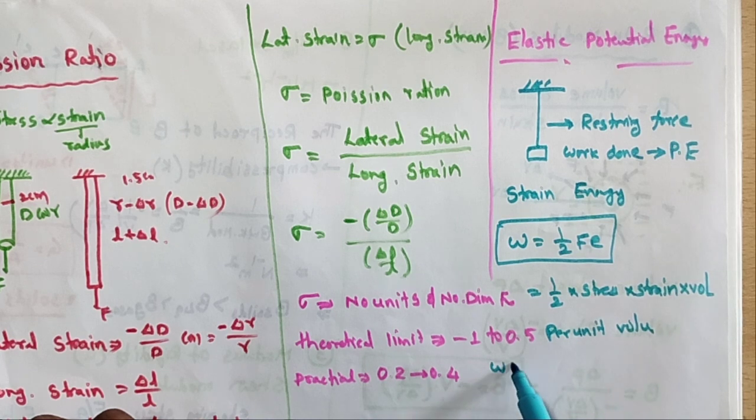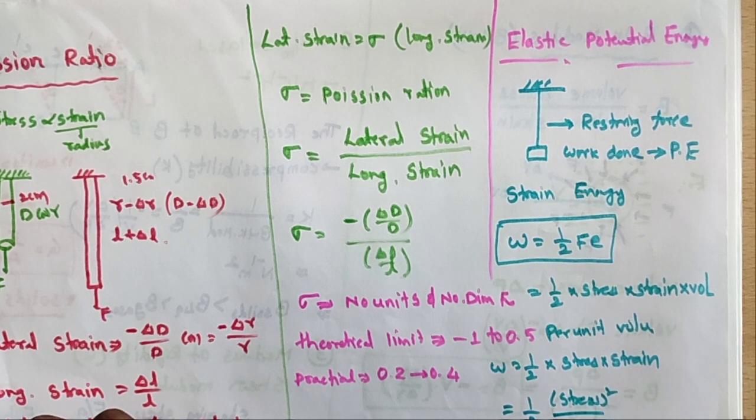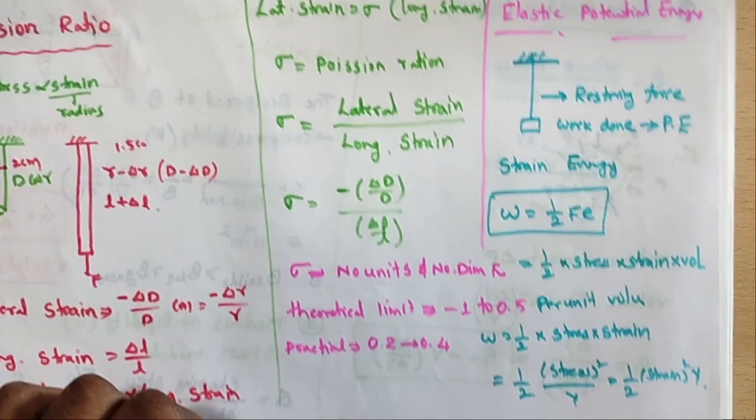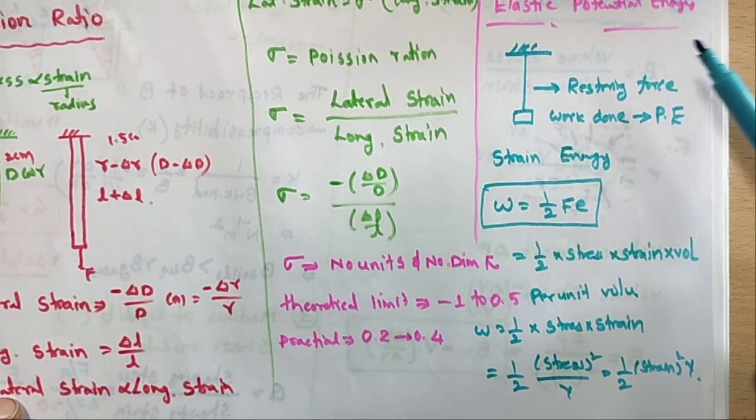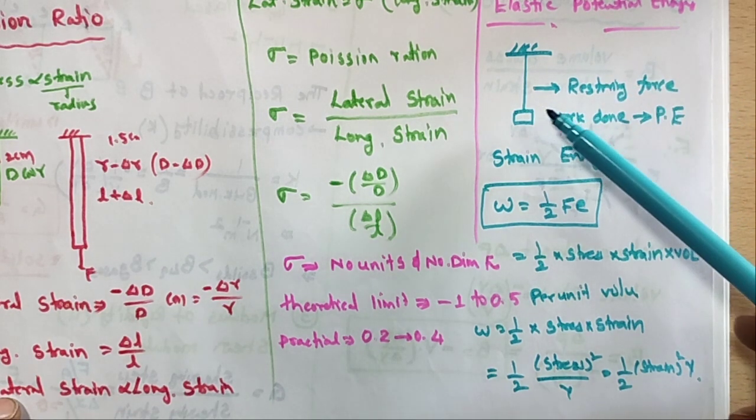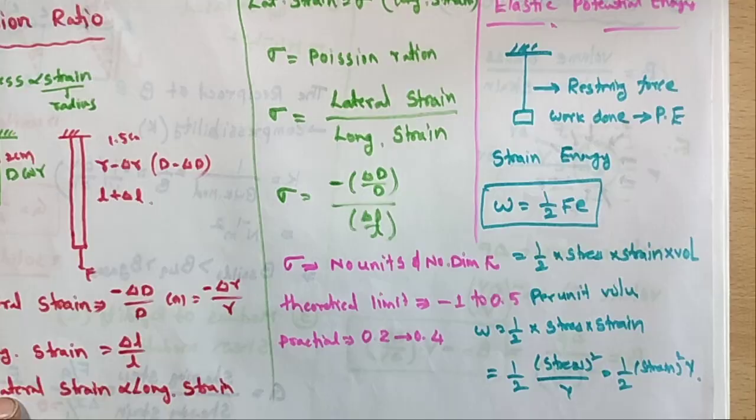Here W is equal to strain energy or potential energy. Some other formulas are 1 by 2 stress squared by Y, or 1 by 2 strain squared into Y. All these formulas are used for the elastic potential energy stored in a wire.